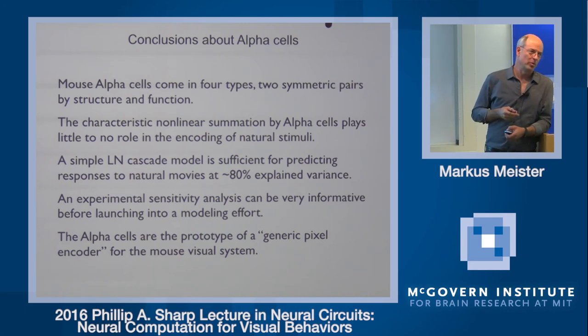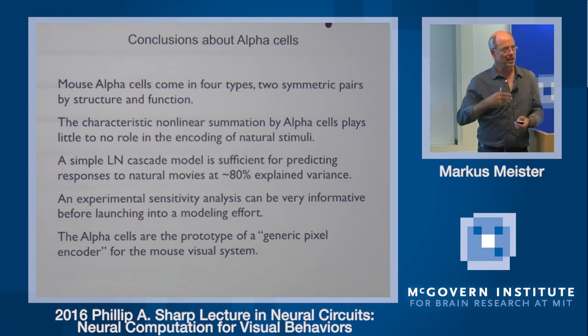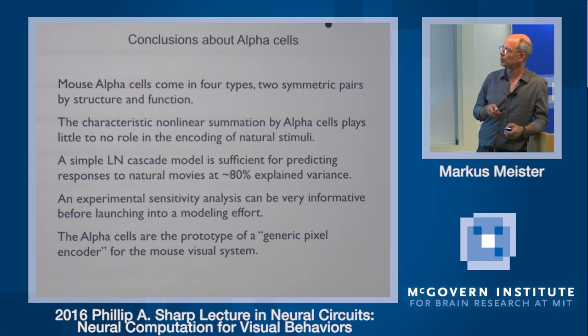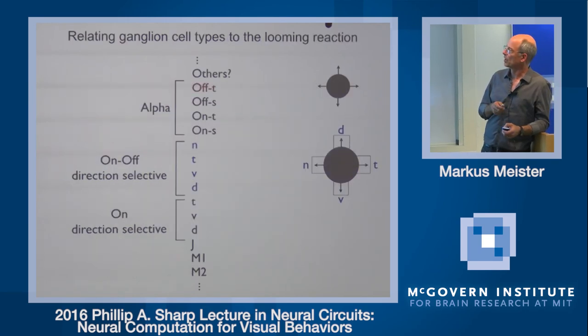This is useful to know because the alpha cells are thought to be a prime pathway to both the superior colliculus and to the thalamus and cortex. They obviously are very active. They're firing half the time during these natural scenes. And so having a quantitative mathematical model of what these neurons encode is going to be useful in thinking about downstream processing now.